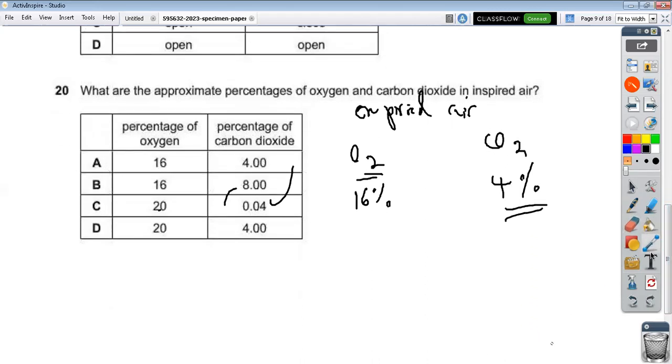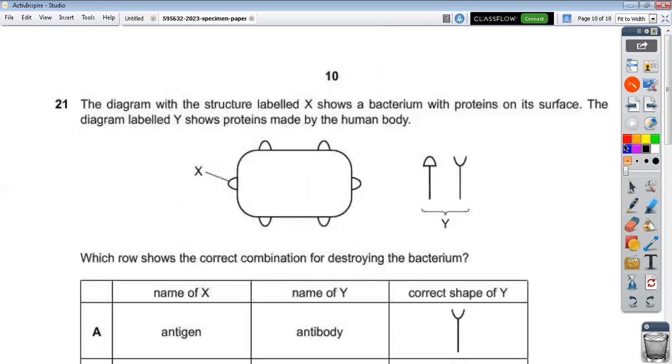Why am I saying so? Because you might get a different question. If they say the air that you breathe in is 0.03%, it means what you are breathing out is 3%. Clear? Yes, sir. Okay. That's what you are talking about here.